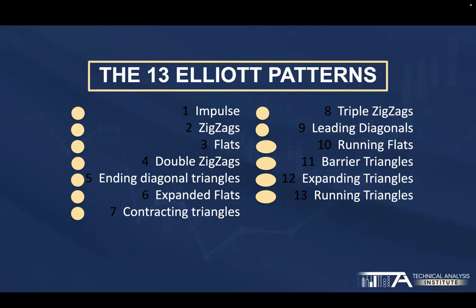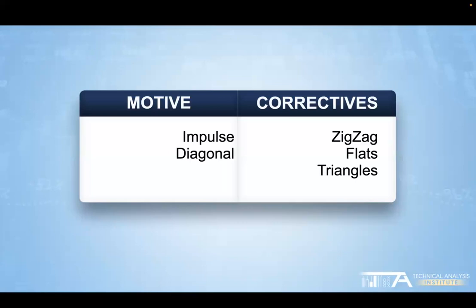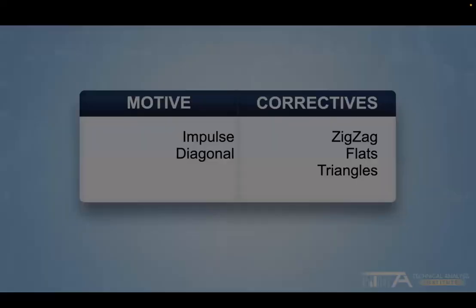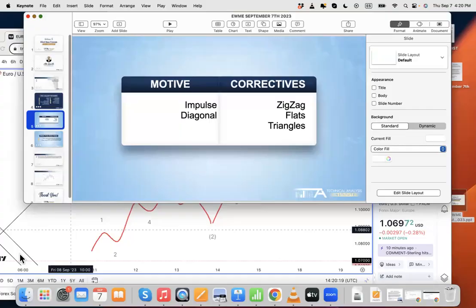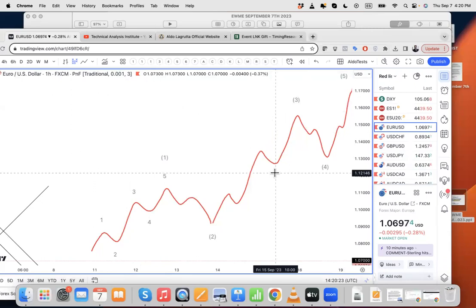Let me show you how these motive and corrective waves subdivide. The motive waves subdivide into impulses and diagonals. Both impulses and diagonals have five waves. And as I said, they are labeled 1 through 5. And both move in the direction of the trend. So when we see something like this, that means we are in front of a motive wave.